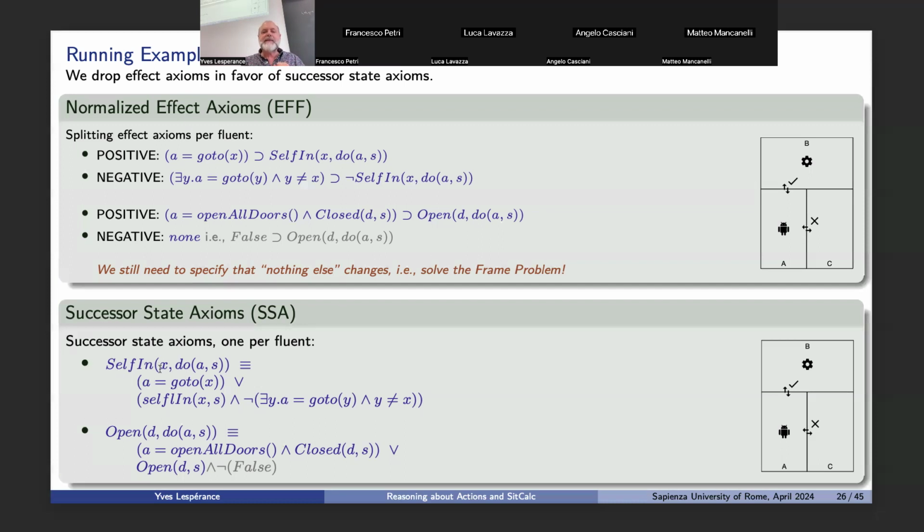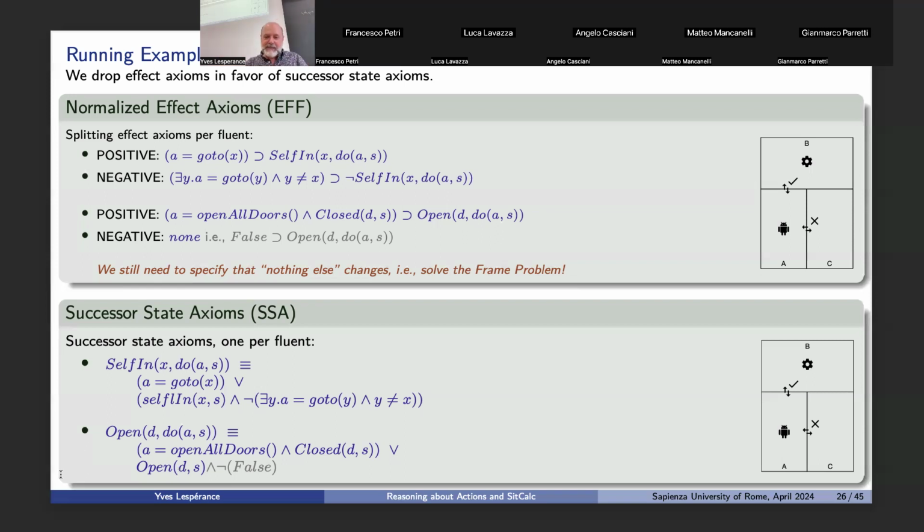Self is in X in do(A,S) if A is go to X, or if self is already in X in S and you didn't go somewhere else. D is open in do(A,S) if A is to open all doors and D was closed beforehand, or if it was already open. So see how short, how compact this is for specifying how these fluents change in this domain.